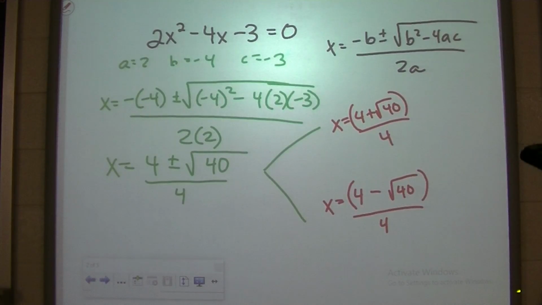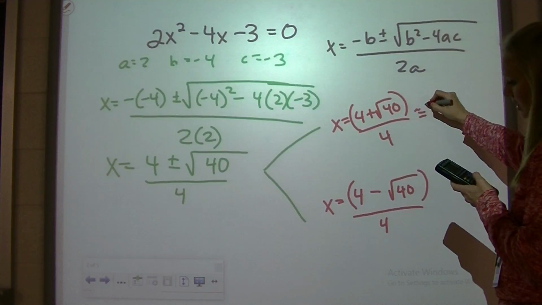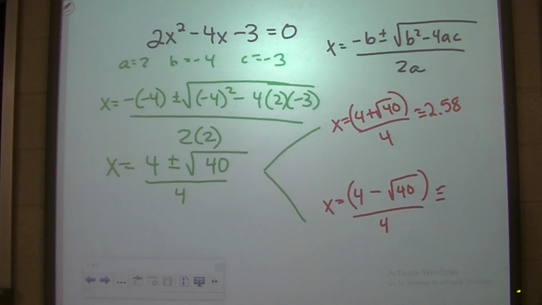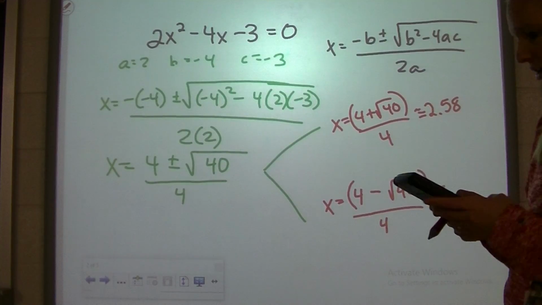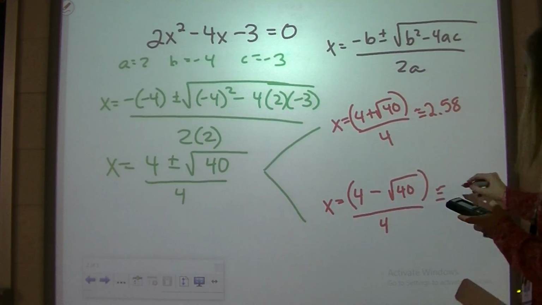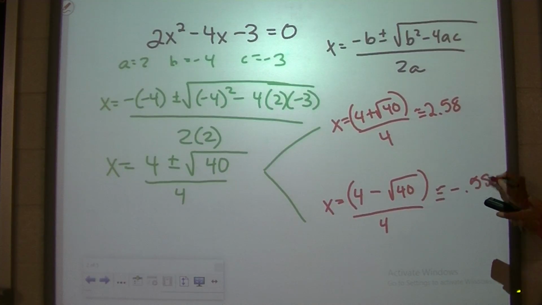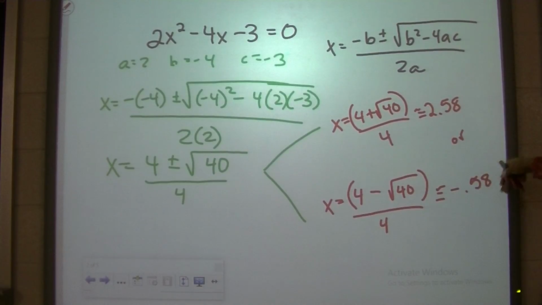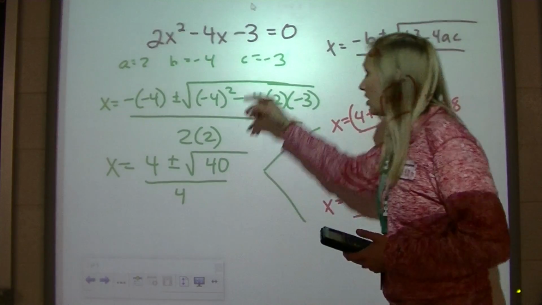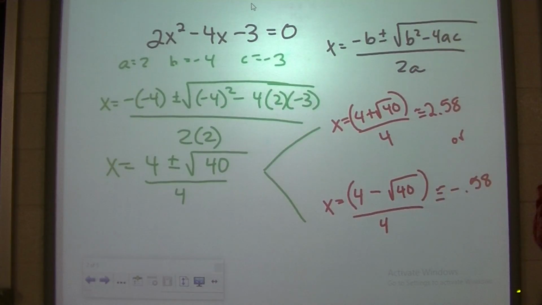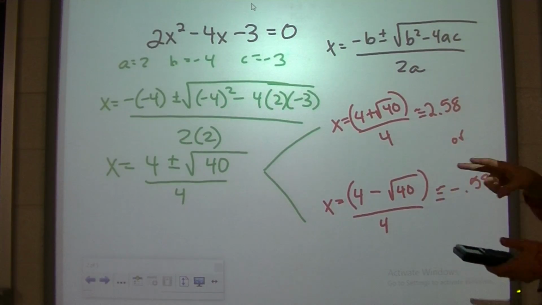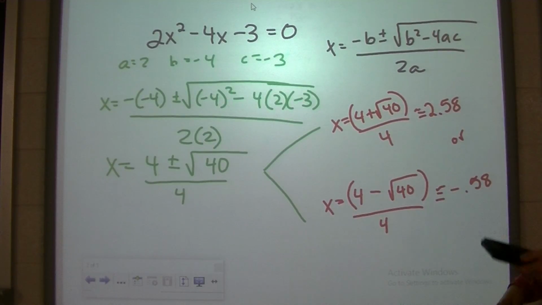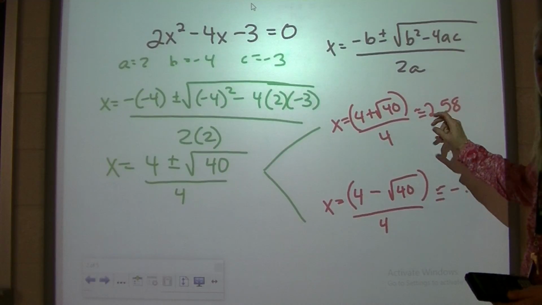And divided by 4 is about 2.58. And here, 4 minus the square root of 40 divided by 4 is about -0.58. So there's our solutions, 2.58 or -0.58. If we solve this by graphing, plugged it in, you would see that your zeros, where it crosses your x-intercepts, are very close to that, just from looking at your graph. If you calculated it, it would be dead on.